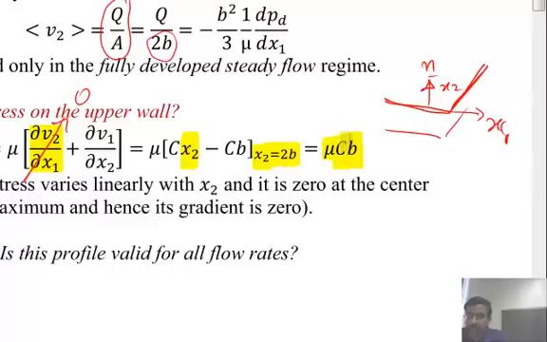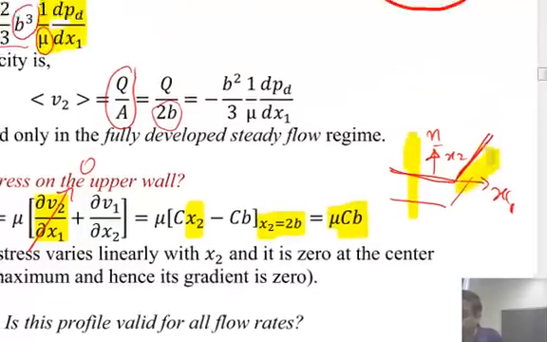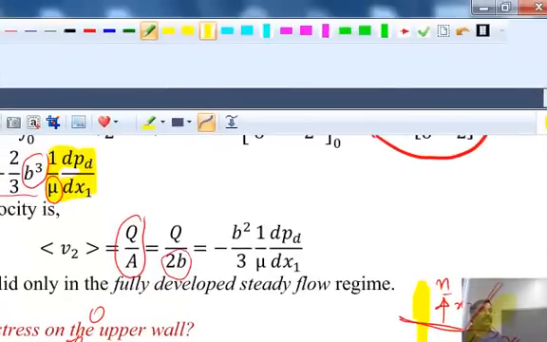Okay, any questions? Why is dv2/dx1 0? Because v2 is 0 in this particular problem. We started by assuming that there is only one non-zero velocity component, which is v1. So there is no flow in the vertical direction, and there is no flow in the z direction. That is the assumption. That's why it's 0.